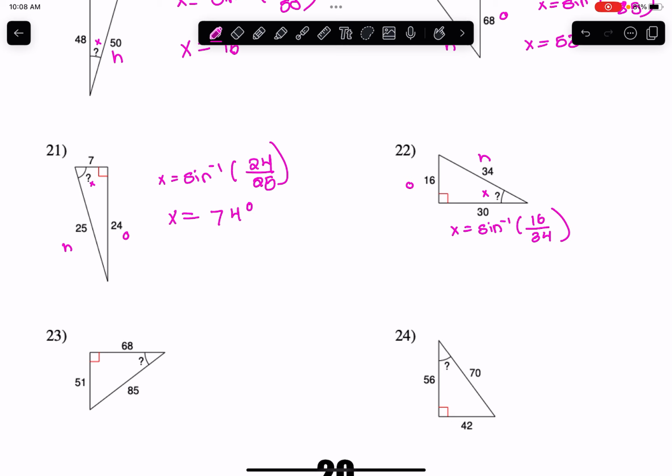For number 22, again, I'm going to continue using sine just because it's the easiest one for me to see, because I just draw a line, I say, oh, that's the opposite. Oh, that's the hypotenuse. And then I just plug in using my calculator. So second sine 16 divided by 34. We get that x is equal to 28.